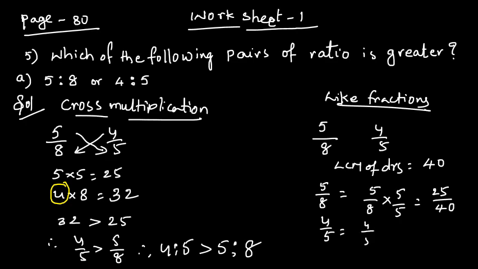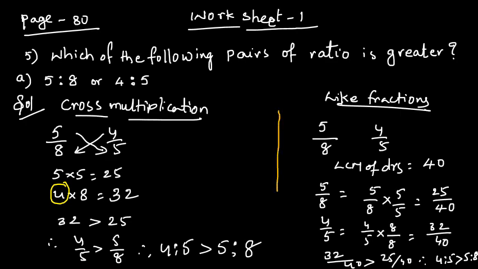To make the denominator 40, we need to multiply the numerator and the denominator with 8. So the numerator will become 32, the denominator will become 40. So 32 by 40 is greater than 25 by 40. Therefore, 32 by 40 means 4 is to 5. 4 is to 5 is greater than 5 is to 8. Okay, this is another way, the second method. Any one of the methods can be used in examinations, no problem. Okay, this is A bit. In the same way, you can continue the next bits also.